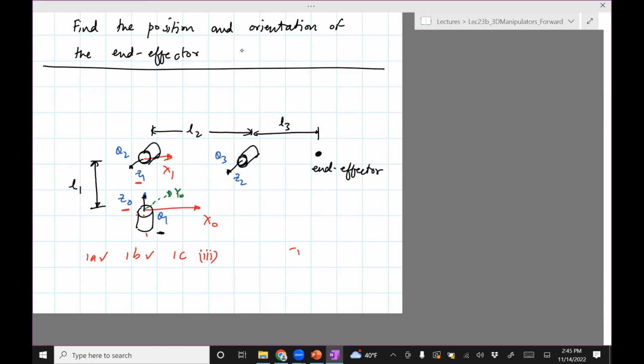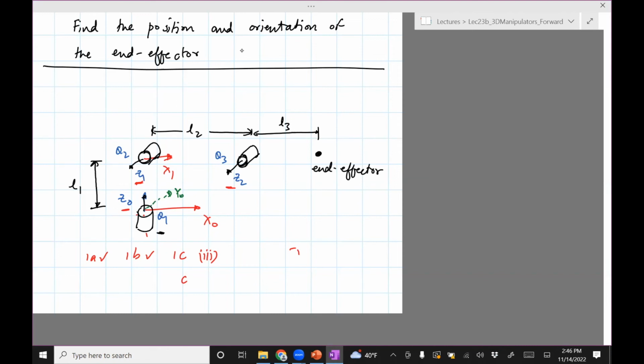Okay, next is, again, we need to attach frame x2. So we see what's the relation between Z1 and Z2. So again, 1C. The first one is ruled out, not coplanar. Zi minus 1, Zi are parallel. So Z1 and Z2 are parallel. That's what it looks like, right? Z1 and Z2 are parallel. And so if they are parallel, then there are infinitely many perpendiculars.